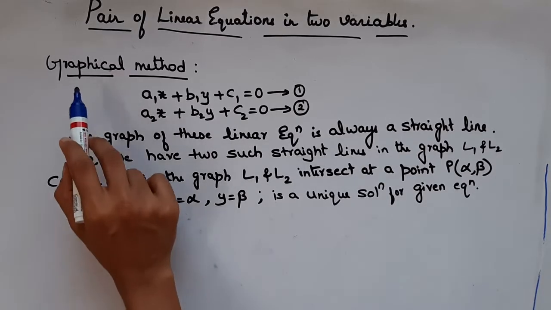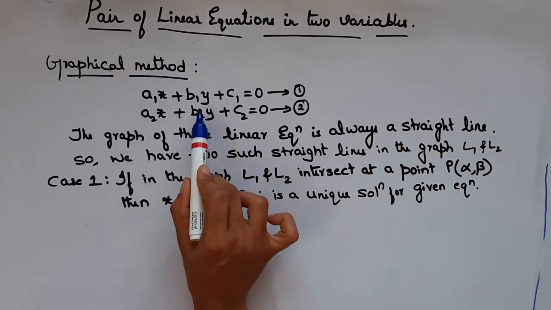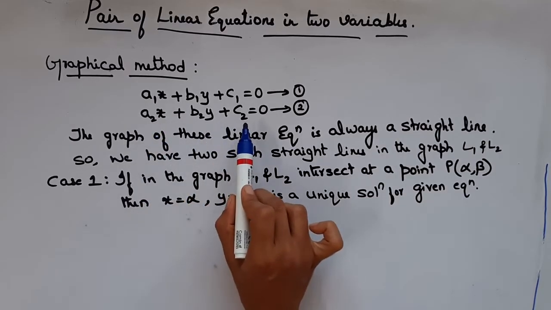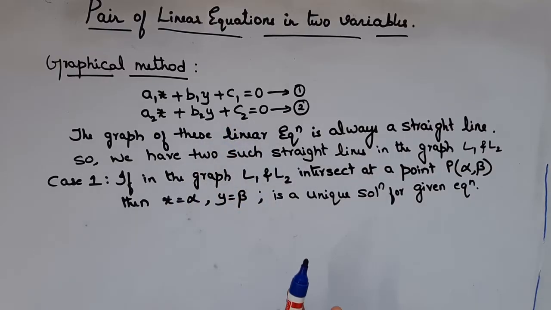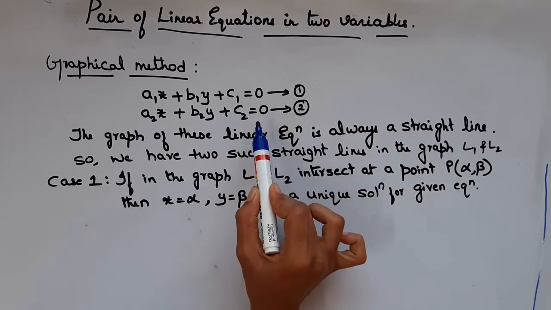So today we will see the graphical method. We have two equations a1x plus b1y plus c1 equal to 0 and a2x plus b2y plus c2 equal to 0. The graph of these linear equations is always a straight line. So we have two such straight lines L1 and L2, right?